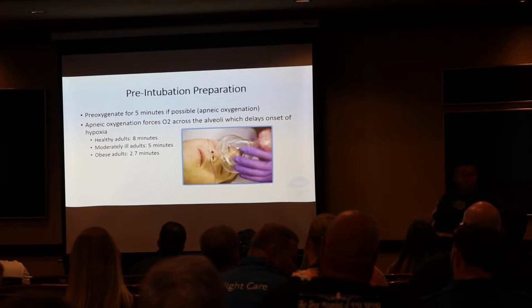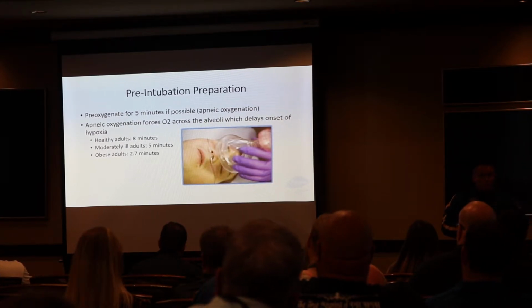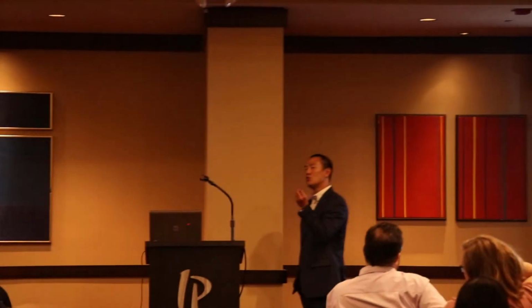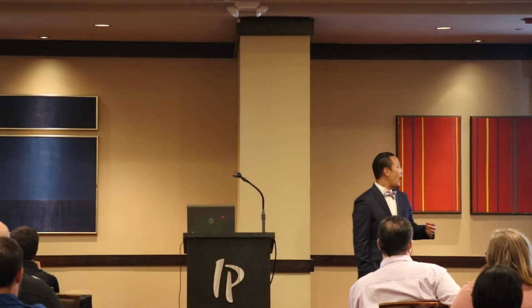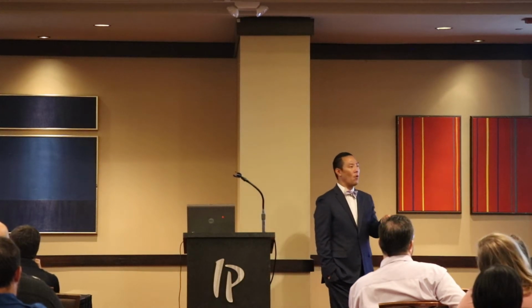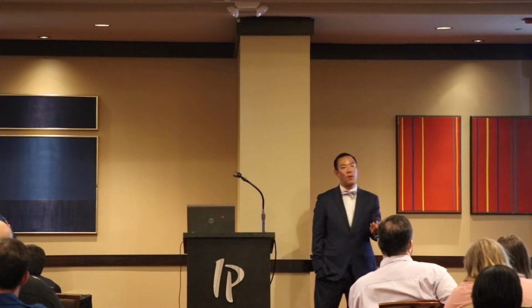Preparation from a pre-intubation perspective. Oxygenation, it is key. If and when you have the time, take the time to truly do an adequate job of pre-oxygenation. And that includes things such as apneic oxygenation. With apneic oxygenation, all we're doing is taking a nasal cannula, turning it on high flow, while we're either providing the patient with blowby or bagging. And in fact, studies have shown that in healthy adults with healthy lungs, this can give you up to 8 minutes during an intubation before they start becoming hypoxic. In moderately ill adults, up to 5 minutes, and obese adults, 2.7 minutes.